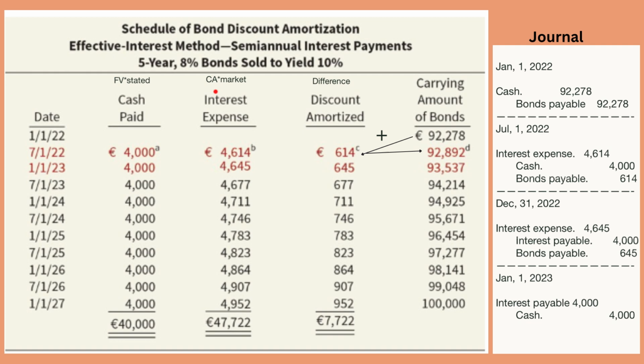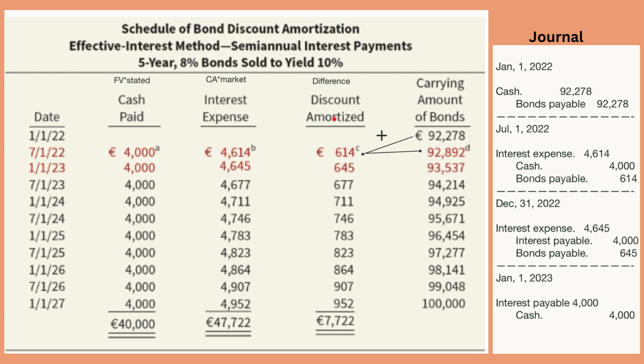Interest expense will be calculated by multiplying the carrying amount by the market rate or yield, which is 10% annually. I'll divide it by 2 because our payments are semi-annually, so it's going to be carrying amount multiplied by 5%. And as you can see, it's going to change because the carrying amount will change. Okay? Now here you calculate the difference, which is called discount amortized, which is the difference between cash paid and interest expense. So 4,000 and 4,614, the difference is 614.